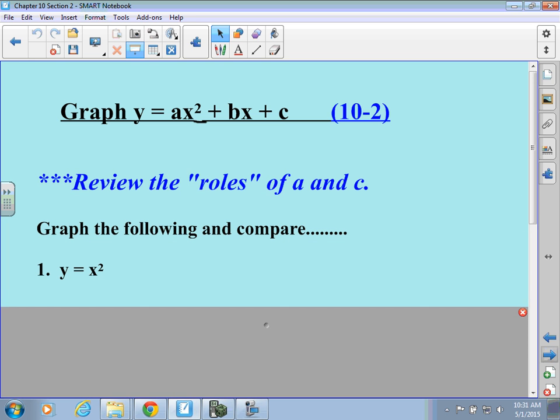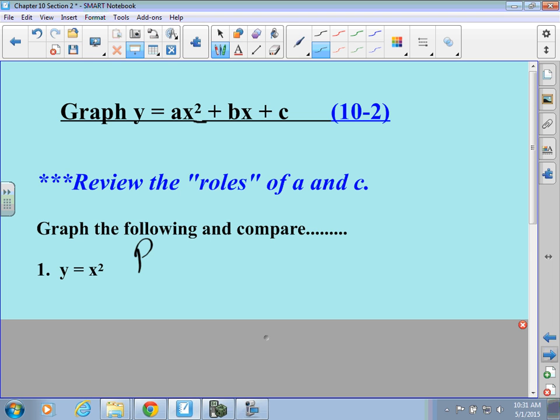Now let's review just a little bit. Remember that this was called the parent. We said that that's like mom and dad and they never change, and we're going to compare it to the kid functions. If I look at this function right here, my a is what? It is 1. It's the number in front of my x squared. My b is 0, because if it doesn't exist, it's going to be a 0. And my c would also be 0. The parent function is always like that for quadratics.